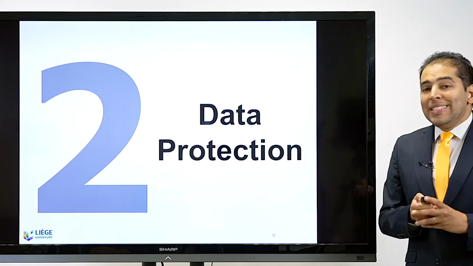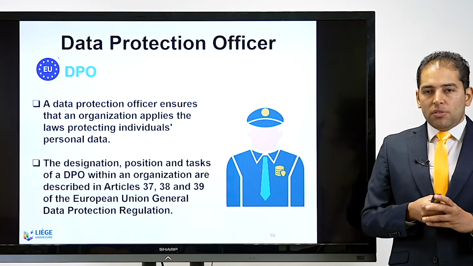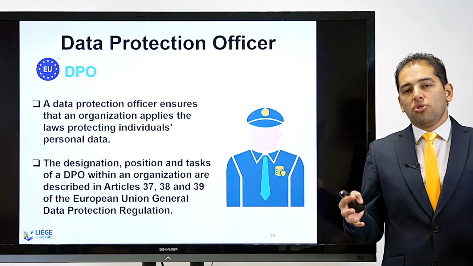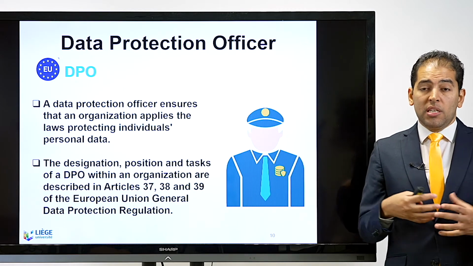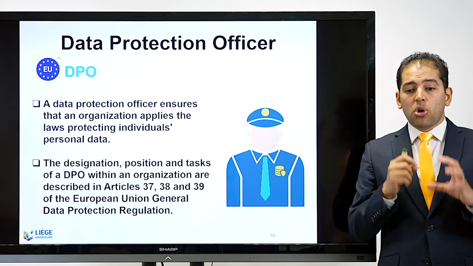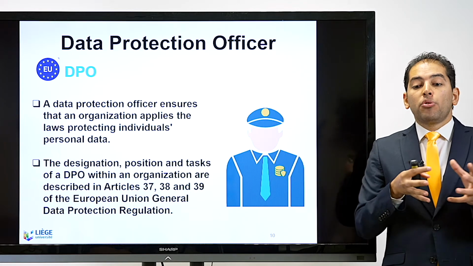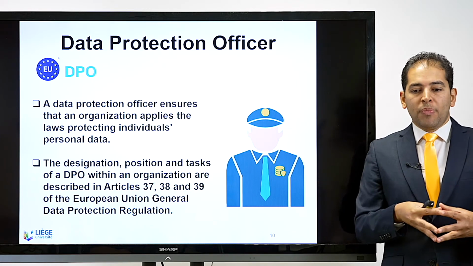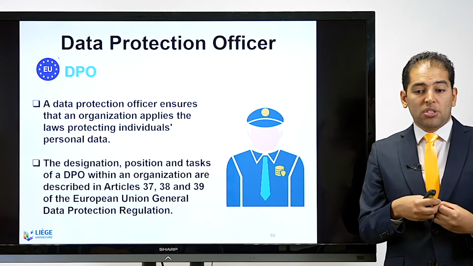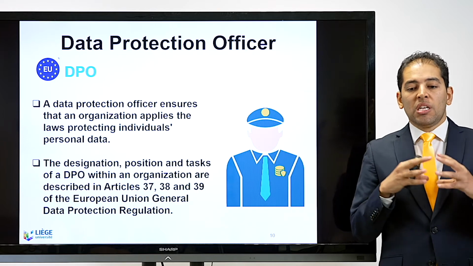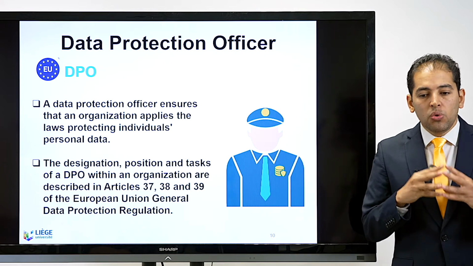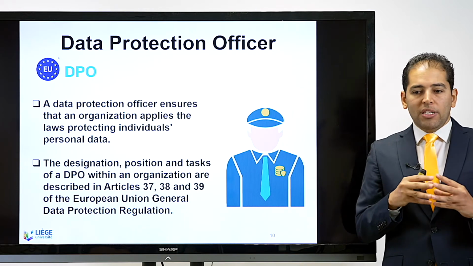Now let's talk about the data protection. What is the data protection? In general, we need to have a data protection officer in any large institution where data handling and processing is happening. So a data protection officer ensures that an organization applies the laws protecting individuals' personal data. And the designation, the position and the task of the DPO, the data protection officer, within an organization are described in Articles 37, 38 and 39 of the EU General Data Protection Regulation if you wish to refer to them.